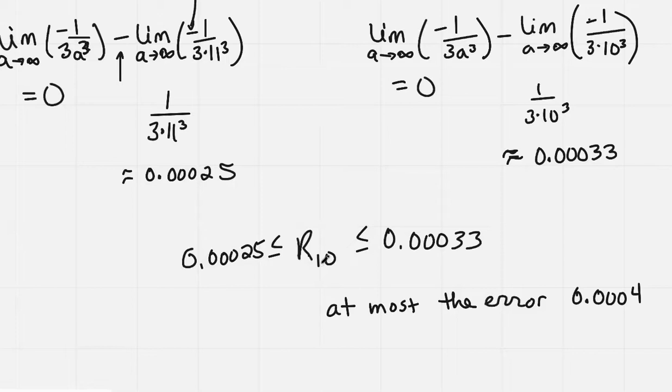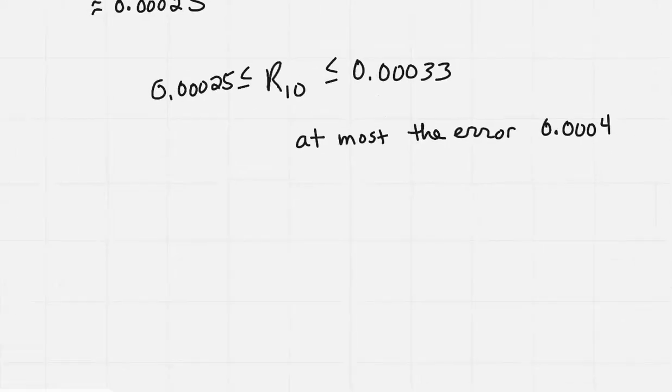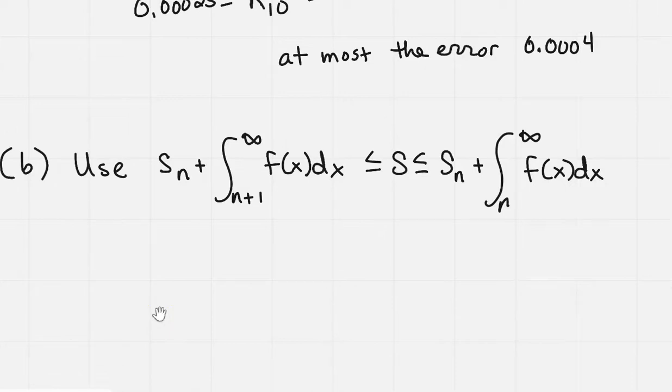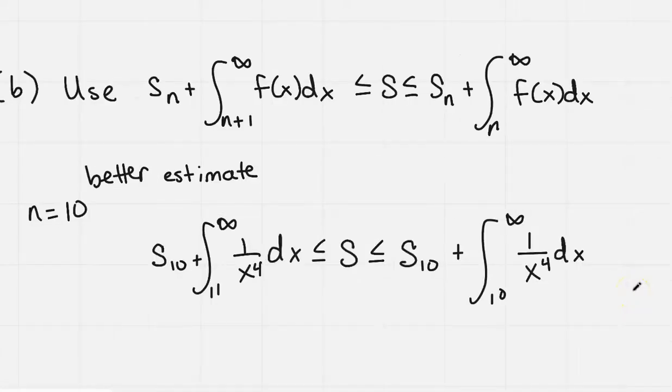Now for the next piece, we're going to use the lower and upper bound to find a better estimate of this s. And again, we're going to let n equal 10. So I'm going to plug in my function and my 10s everywhere. My formula becomes s sub 10 plus the integral from 11 to infinity of 1 over x to the 4th dx, less than or equal to s, less than or equal to s sub 10 plus the integral from 10 to infinity of 1 over x to the 4th dx. That's just me using the lower and upper bound formula and plugging 10s in everywhere.